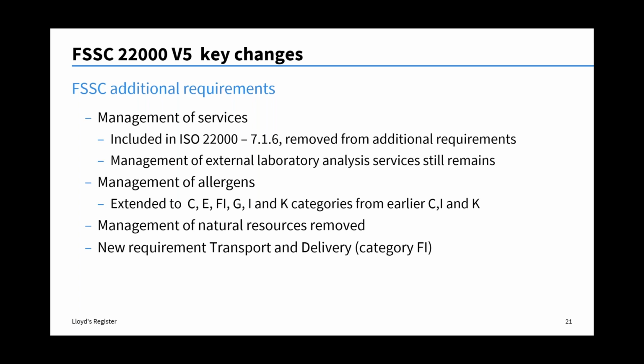Okay. Then there was a requirement related to management of natural resources. This has been removed. This was applicable to the farming category. Now it has been removed. And there is one introduction of a new requirement which is related to transport and delivery, which is for category F1. So overall, if you look at it, there is not much change apart from that management of allergens is extended to new sectors. Management of services now only includes the management of external laboratory analysis, and a new requirement related to transport and delivery.